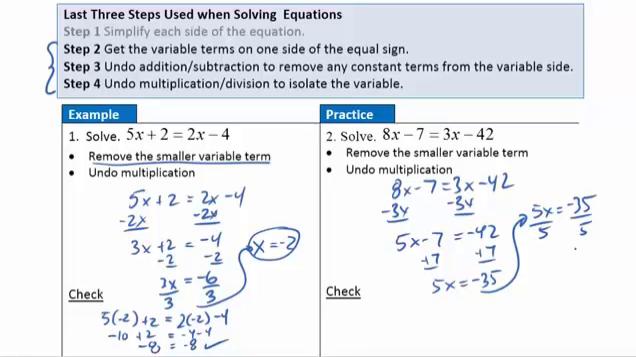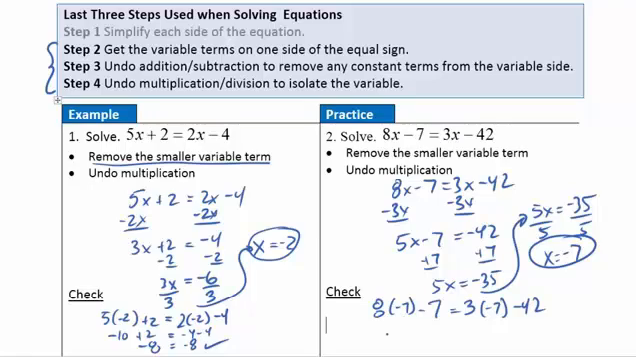Divide both sides by 5. X equals negative 7. So now we're going to want to go ahead and check that. I'm plugging negative 7 back into my original equation. Okay, so I've plugged negative 7 back into the equation. Now I'm going to simplify each side.